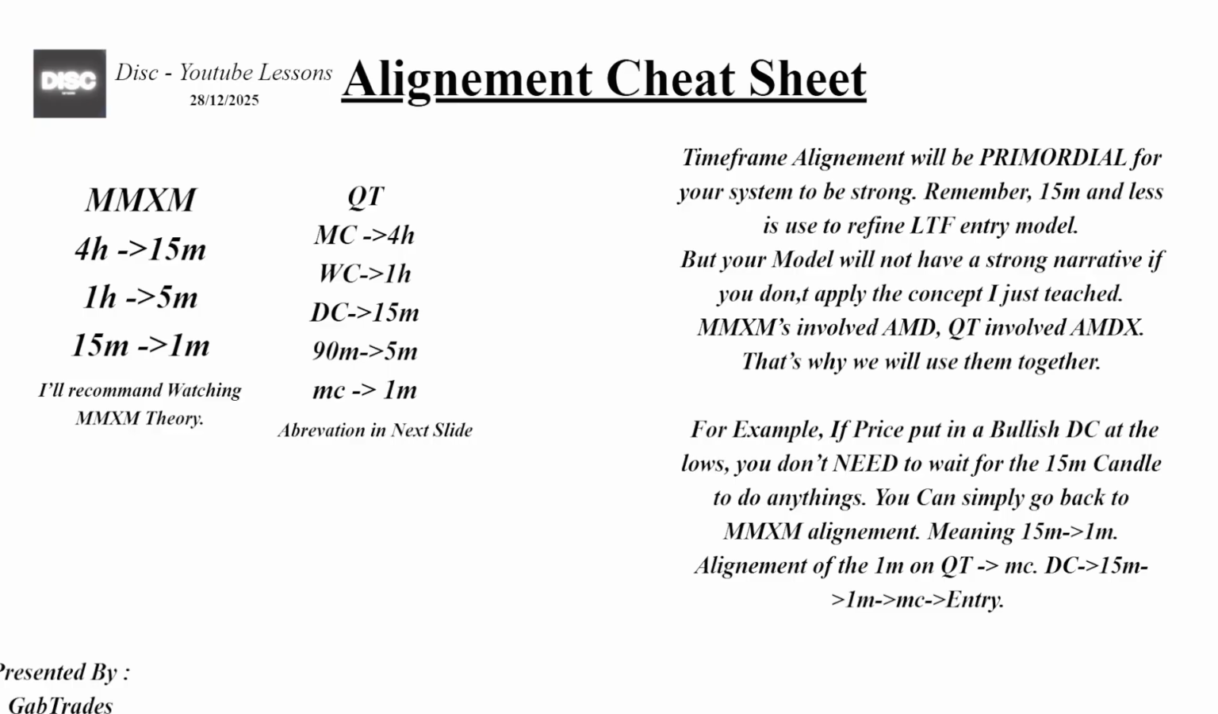I just taught market maker model involves AMD. Quality theory involves AMDX. What it means, like in lesson 1, is that quality theory is just to frame time into quarters. Quarter 1, 2, 3, and 4. Market maker model remains to 3 different quarters, so AMD, and quality theory is in 4. So, what it means is that it's pretty similar. We can use them together. For example, I'll show an example on the chart just right after.